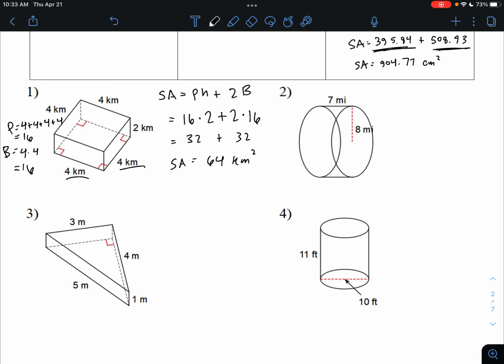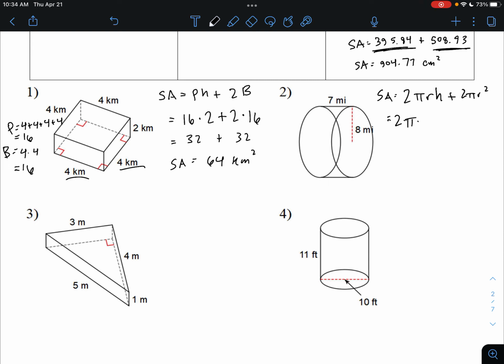Now, our next example is a cylinder. And you'll notice that this cylinder is turned on its side. That's okay. We still can use the same formula. So the surface area equals 2 pi radius times the height plus 2 pi radius squared. Plug in everything we know. 2 times pi times our radius.